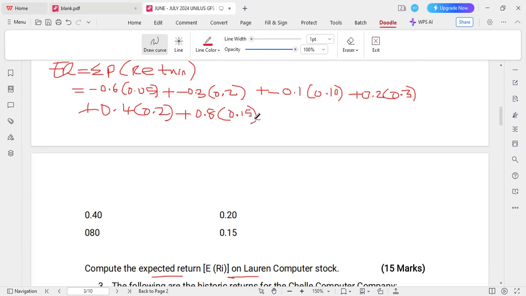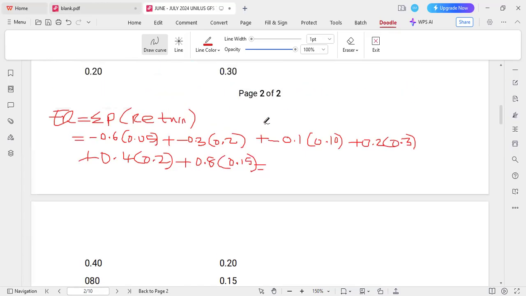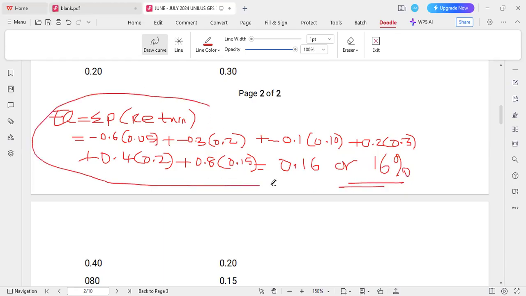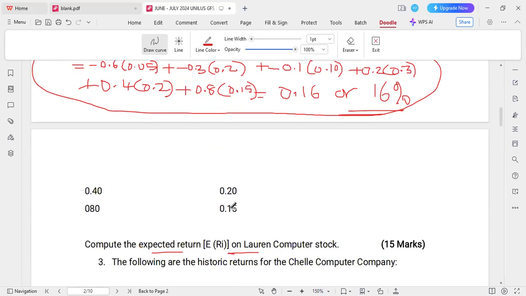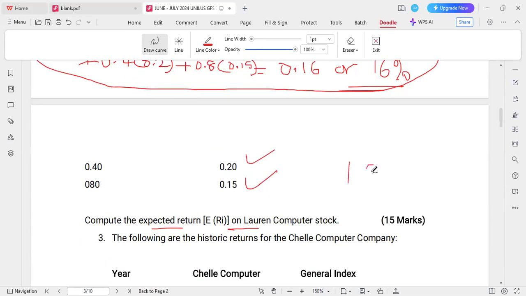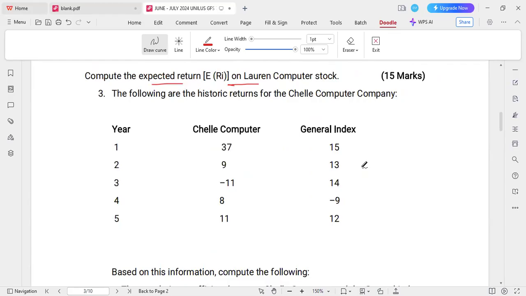Okay, so meaning that our expected return of the stock here will be, so we can start computing and see what the answer will be on this one. So here we are getting 0.16 or 16%. So this is the expected return of this given stock. Using the information given here, we must simply multiply the probability by the respective return. So we have the 15 marks on this one.